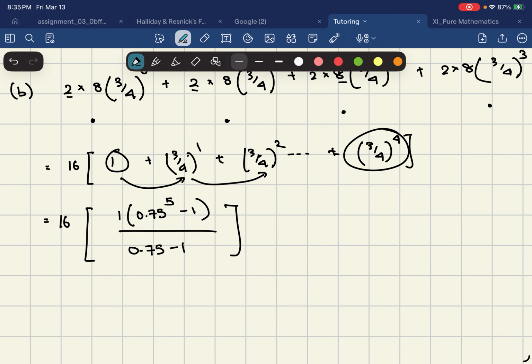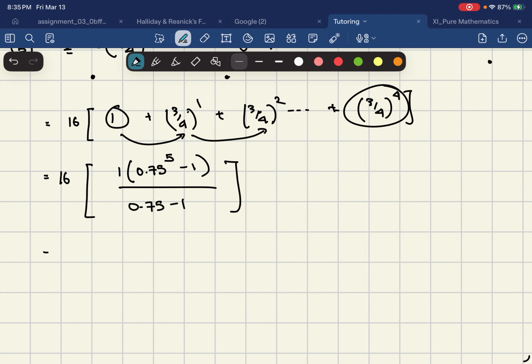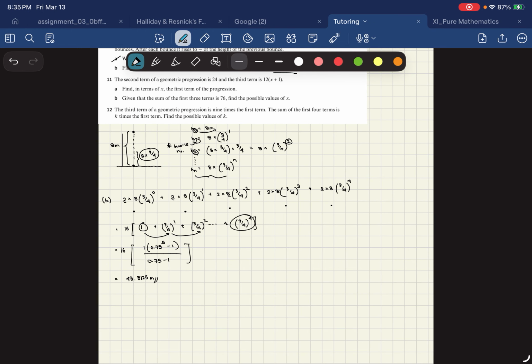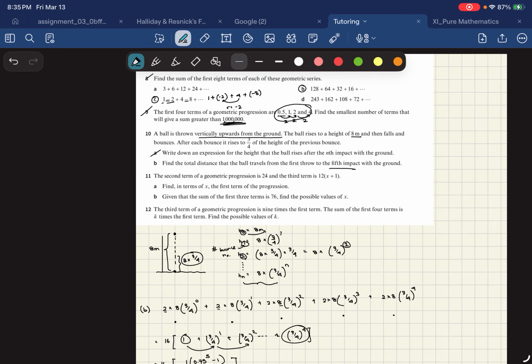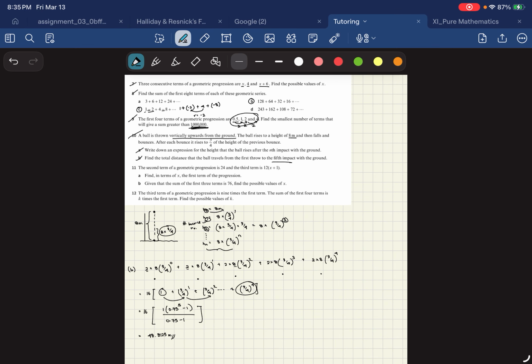That is it. So now if you simplify, 0.75 to the power 5 minus 1 divided by 0.75 minus 1. That is 3 point something. And if I multiply by 16, my final answer I'm going to get is 48.8125 meters. So I hope you understood my explanation on why you solve this question this way. You can't use the formula, you have to visualize the scenario. All right, so that is question 10.